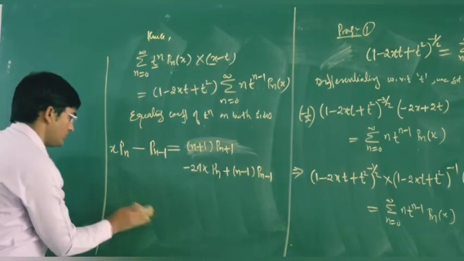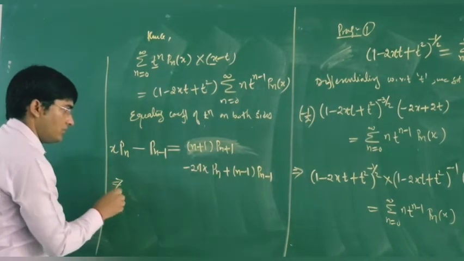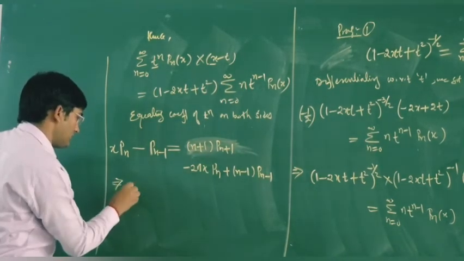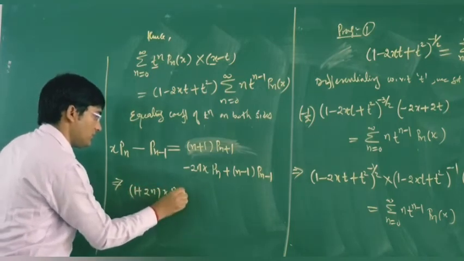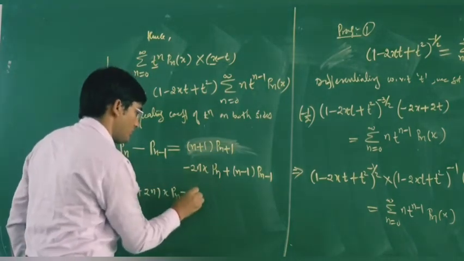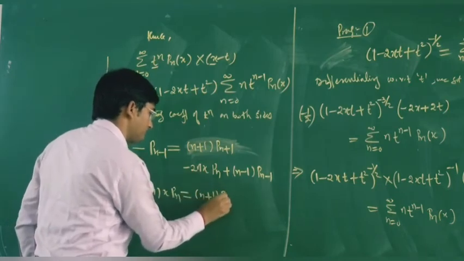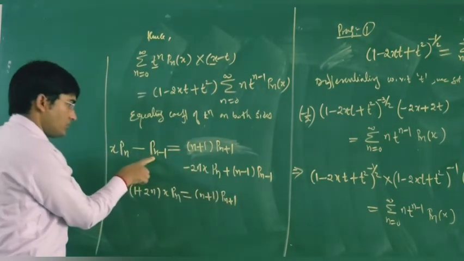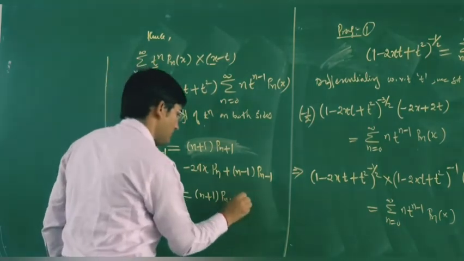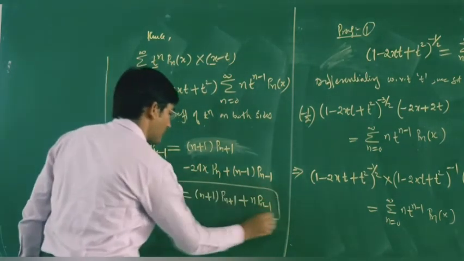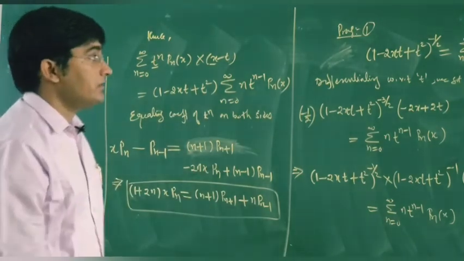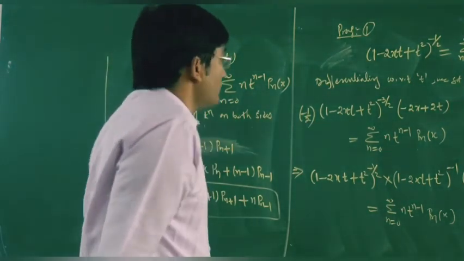Just rearrange these coefficients. Take this Pn to the left hand side. So we have 1 plus 2n, x Pn equal to, now this will be n plus 1 Pn plus 1, and this is n Pn minus 1. So this was your recurrence relation number 1. You can see that this was your recurrence relation number 1.